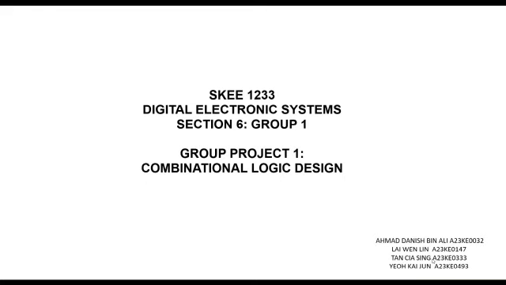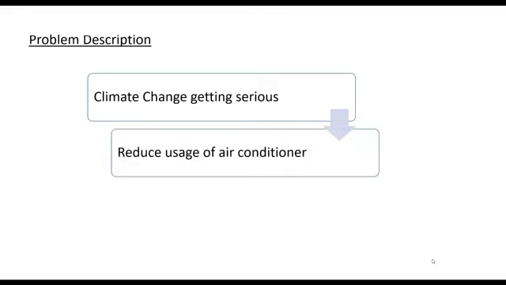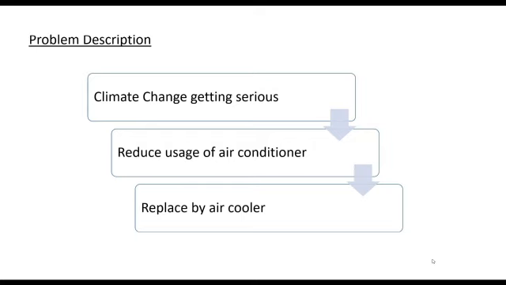Today, we are going to give a presentation on our group project, Combinational Logic Design. First, we will be looking at a problem description on why we designed the logic circuit of the air cooler system. Nowadays, climate change is getting serious, causing the temperature to keep increasing at a surging rate, which will increase the usage of air conditioners, which usually need higher power and will release a lot of gases that will affect climate change. And we replace it with an air cooler which works by cooling fresh air.